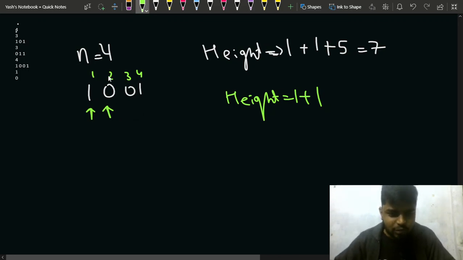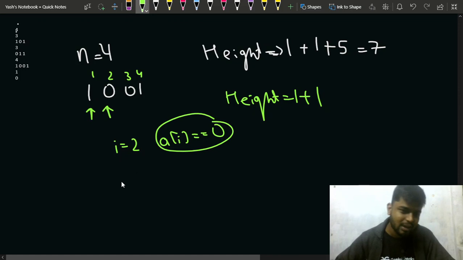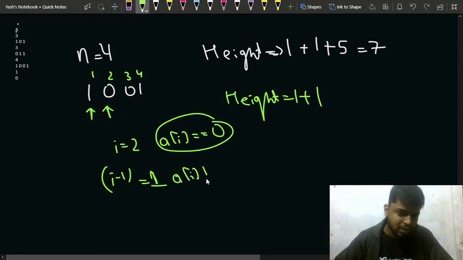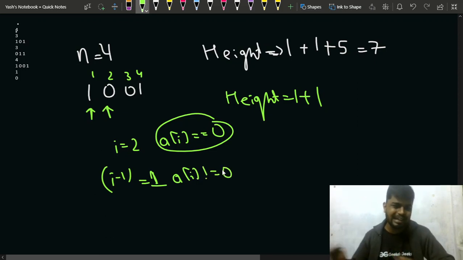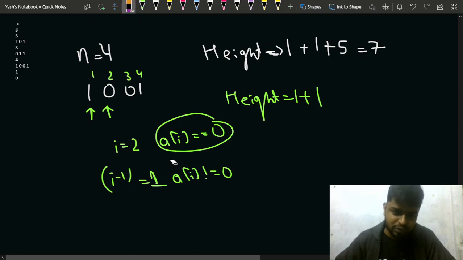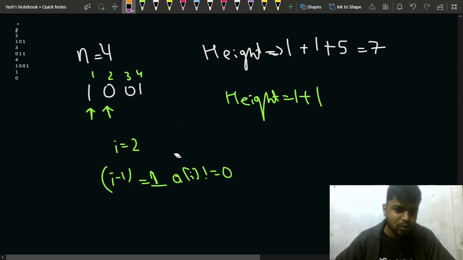But since I have not watered it, I will check on the day i is equal to 2, if ai is 0, right? So I will check this condition. I will check on the i minus 1th day, that is the first day, was my ai equal to 0? I can see it was not equal to 0, so that is why my flower will not die, right? So I'll proceed further in this loop, and now I move to the third day.